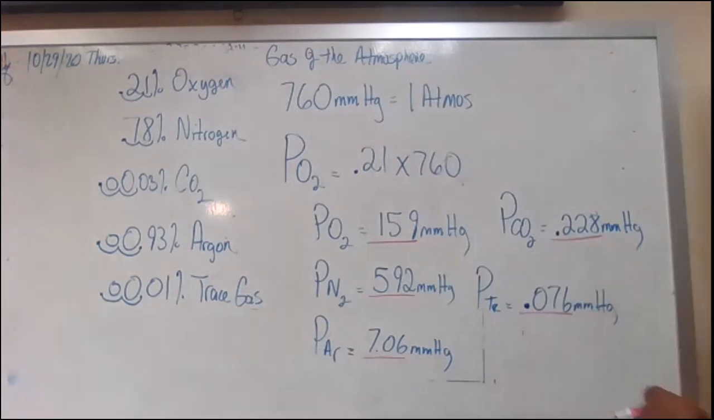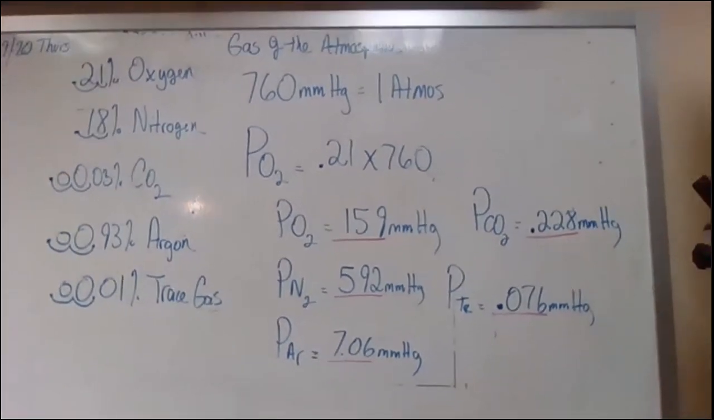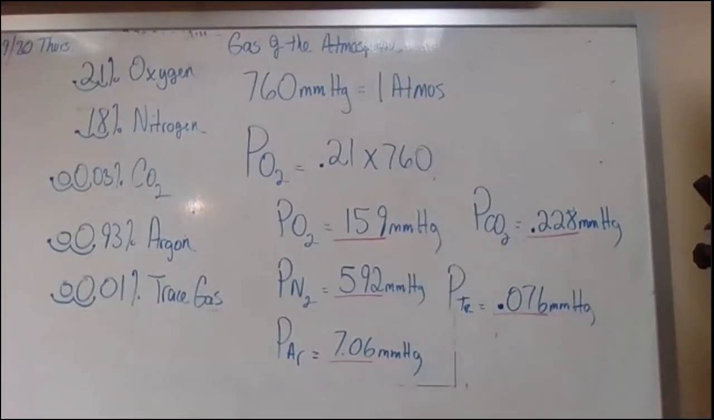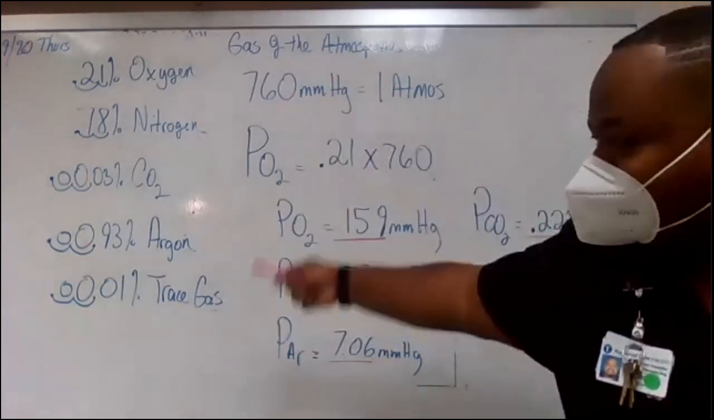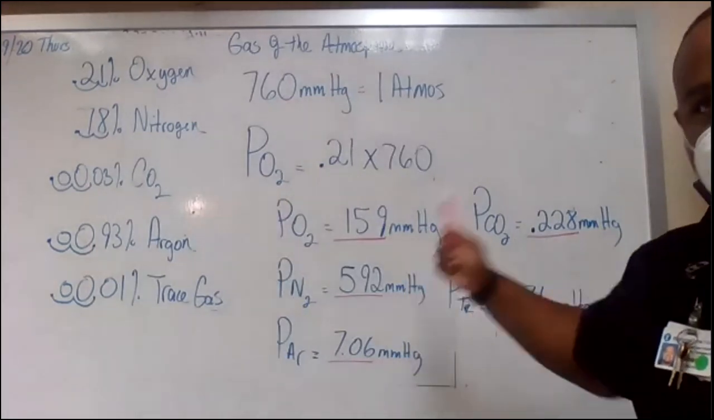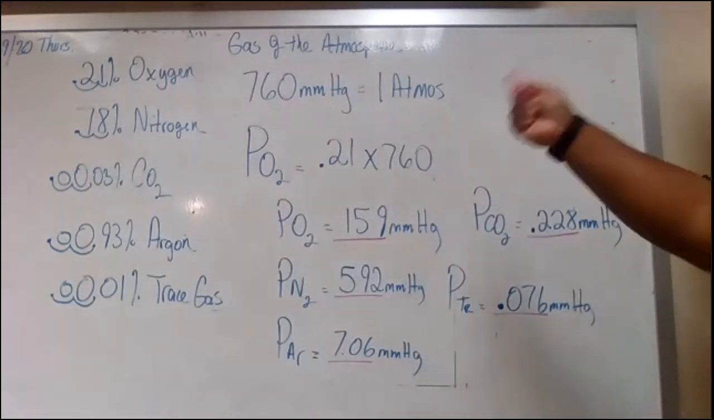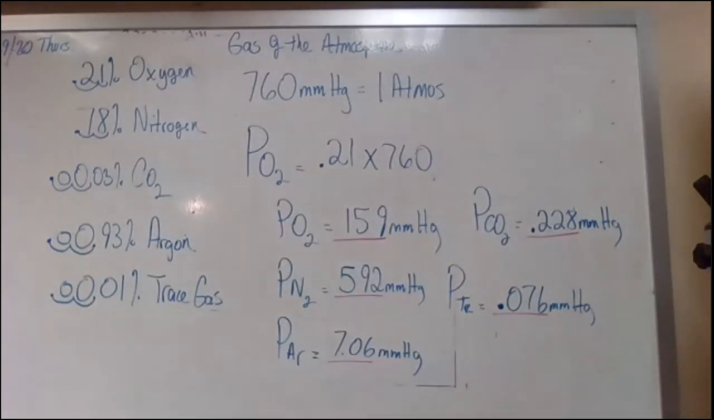Add these up, the ones with the pink line on it. Add them up, and you should get 760. You might get a little bit less or more because we didn't do all of the decimal places, but you should get dang close to 760. But these are all the pressures. We said the percentages add up to 100%. Well, their pressures should also add up to the atmospheric pressure, which is 760.